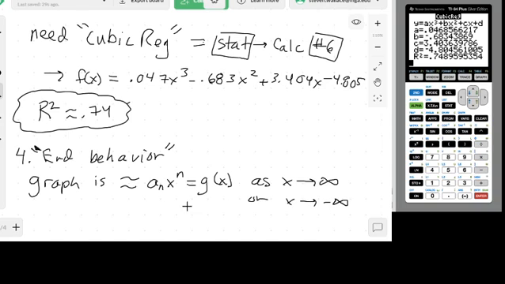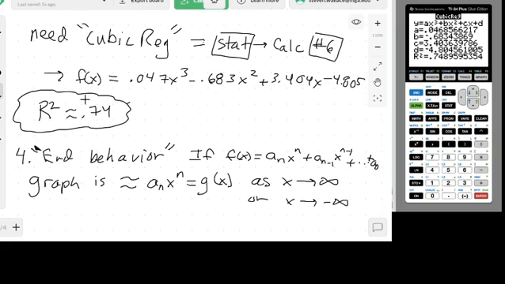So if x is really, really big, then the graph of a polynomial function, say f of x is a sub n x to the n plus a sub n minus 1 x to the n minus 1, and so on. As x gets really, really big, all the terms that are not this first term stop mattering very much. If x is really, really big or really, really small, these things right here are useless in terms of determining the shape of the graph.